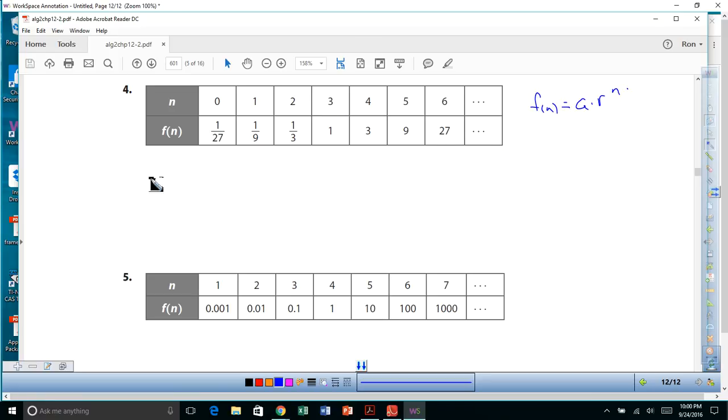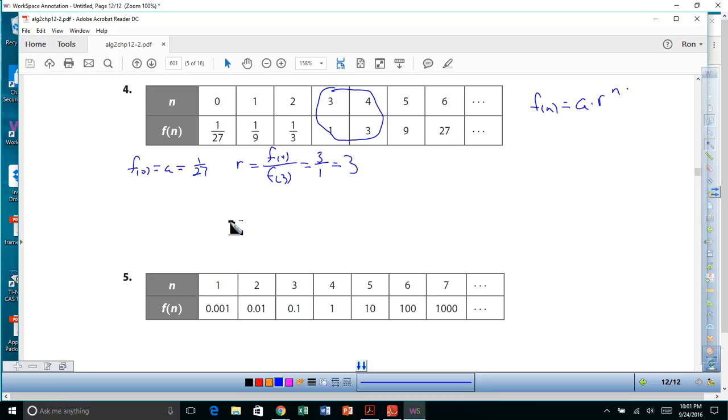What do we need to know? Well, we need to find the a, when f of 0 equals a, which is 1 over 27. So that's our a. We need to find our r. Well, I'm going to choose these two right here. So that's going to give me f of 4 over f of 3, which is 3 divided by 1, which is 3. So my r is 3.